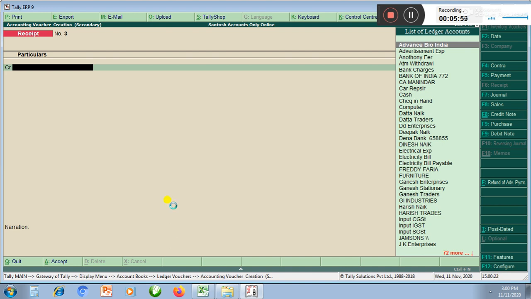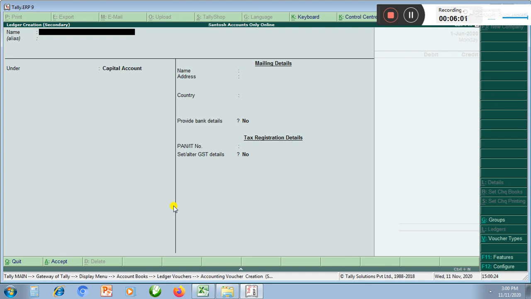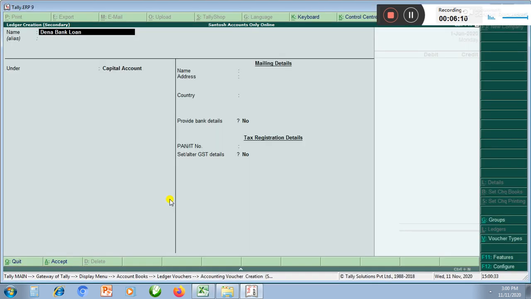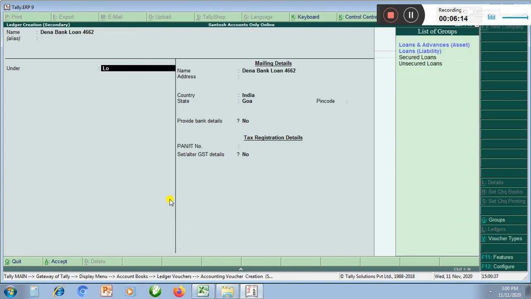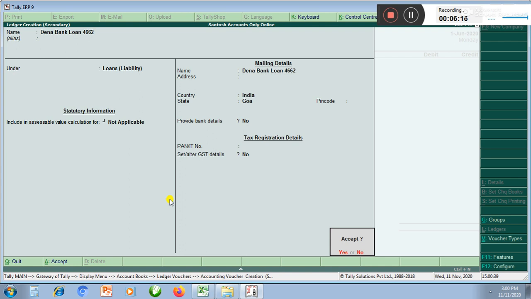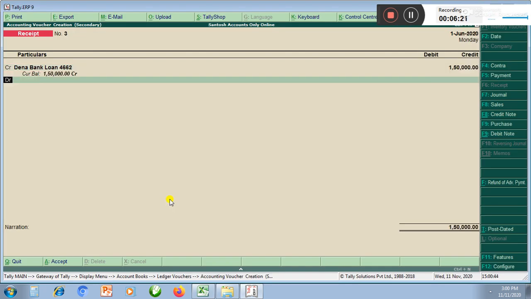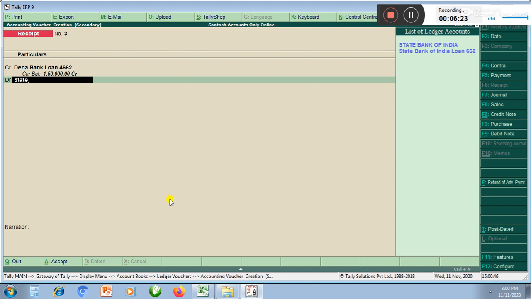Alt C here. Loan, Dena Bank loan. Account number of the loan is what? This is the account number of the loan. Our last 4 digits I'll enter: 4662. Okay. Under what? Loans liability. We have received the loan. How much? It is 1,50,000. And here State Bank of India.